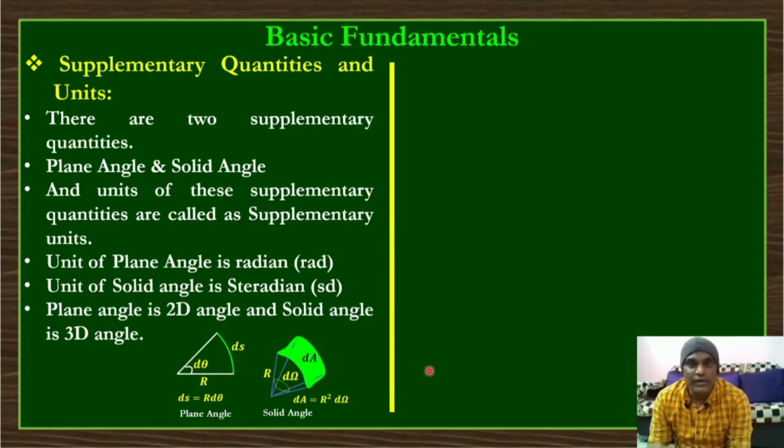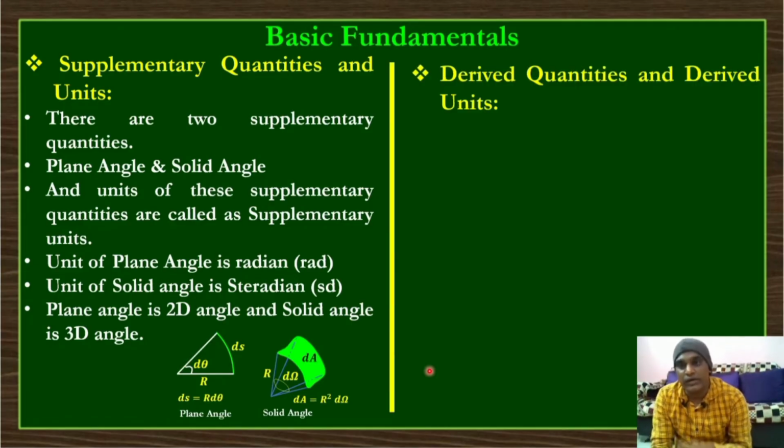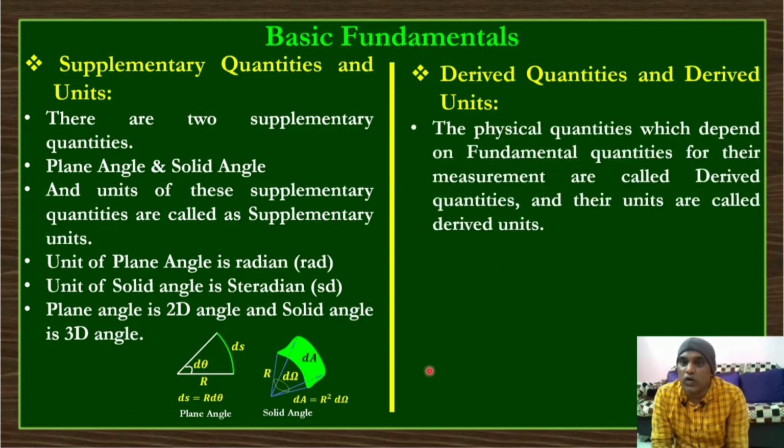So next part is derived quantities and derived units. Now look, these are physical quantities which depend on fundamental quantities. They are not independent. Fundamental quantities are independent, but there are many quantities other than those 7 and these 2 that are derived quantities, which depend on the fundamental quantities for their expressions, and the unit of a derived quantity is called a derived unit.